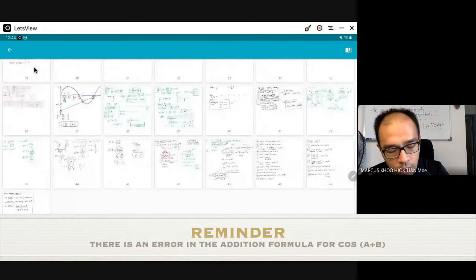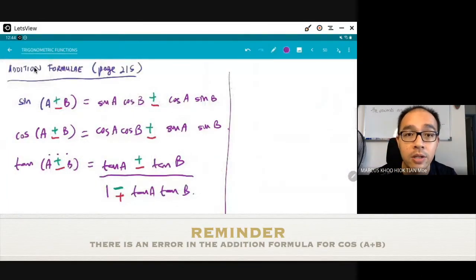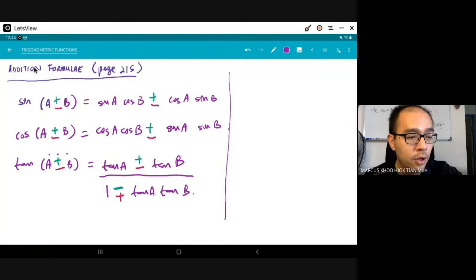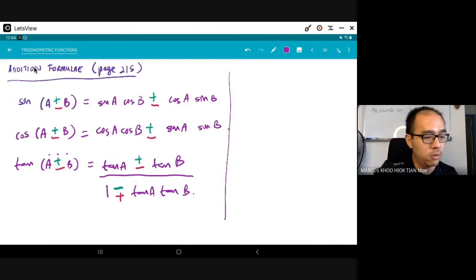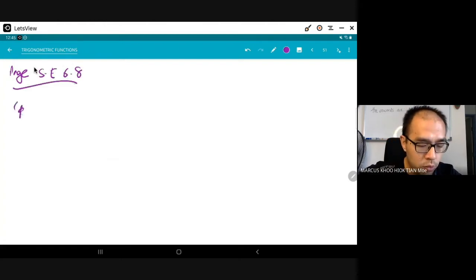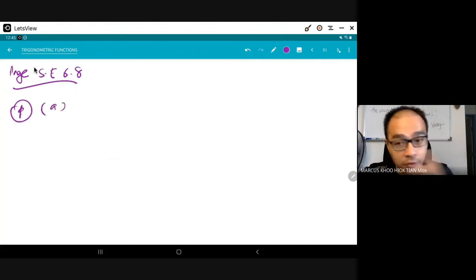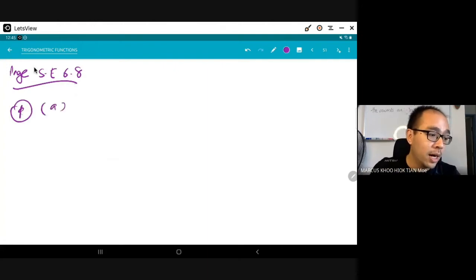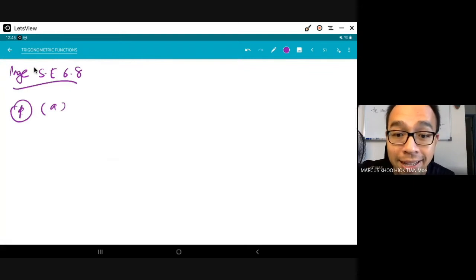The first use of the double angle formula is always to prove identities. If you have your textbooks with you, a good idea would be to open to page 218. Let's answer a couple of questions in self-exercise 6.8. Let's try question 1A. Prove each of the following trigonometric identities.